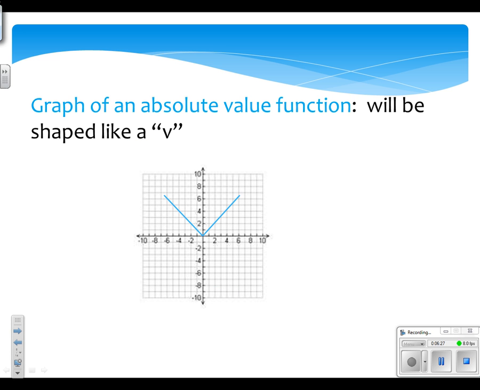Absolute value functions are going to end up being shaped like a V. Again, the V might point down, point to the side, and we'll explore what's going to transform them and move them like that. But your absolute value functions are going to be V-shaped.